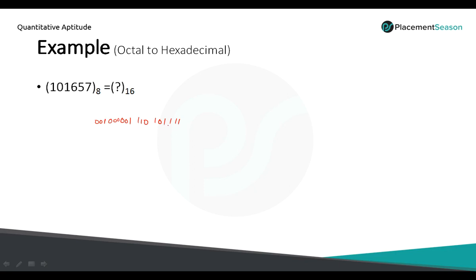So now you have written in 3, you have to group it as 4. Same thing. So write the answer directly here. It will be equal to 8, 3, 10 and 15, or you can write A and F. So the value is 83AF. So if you want to convert from octal to hexadecimal number, use the same concept, that is, group the number as 4 and write the answer.